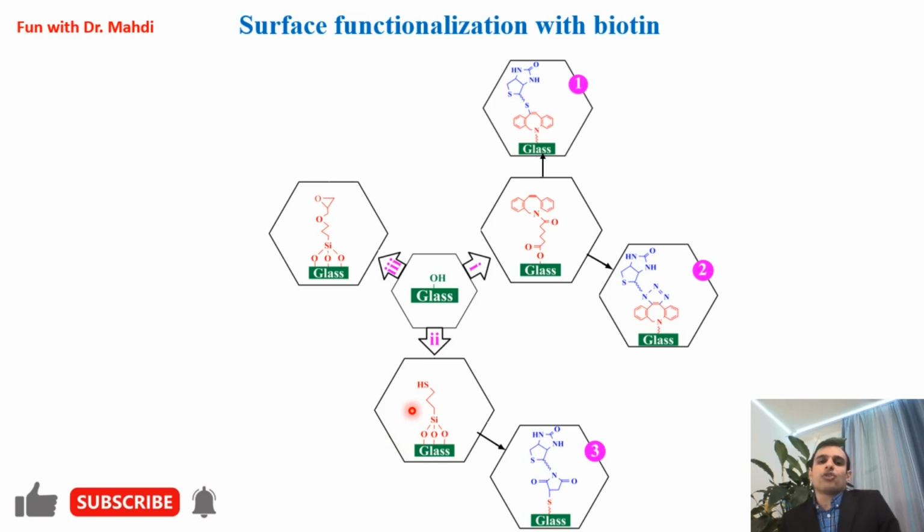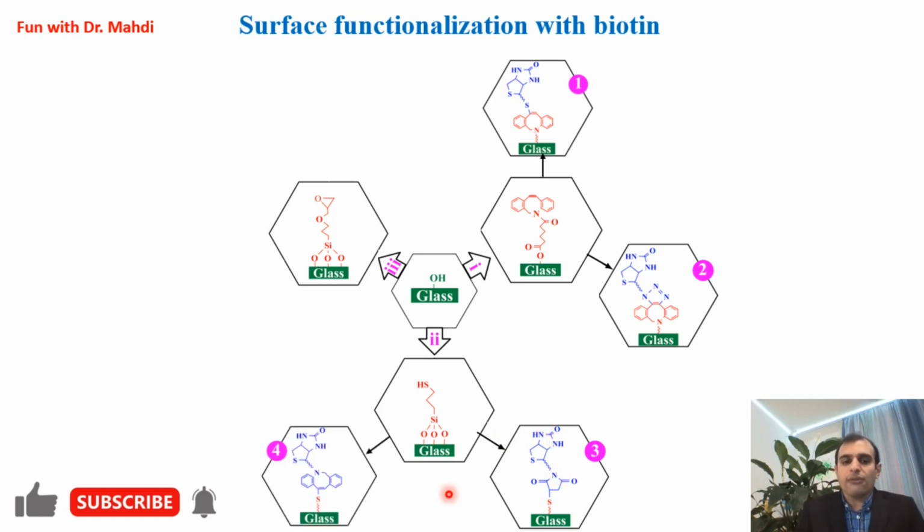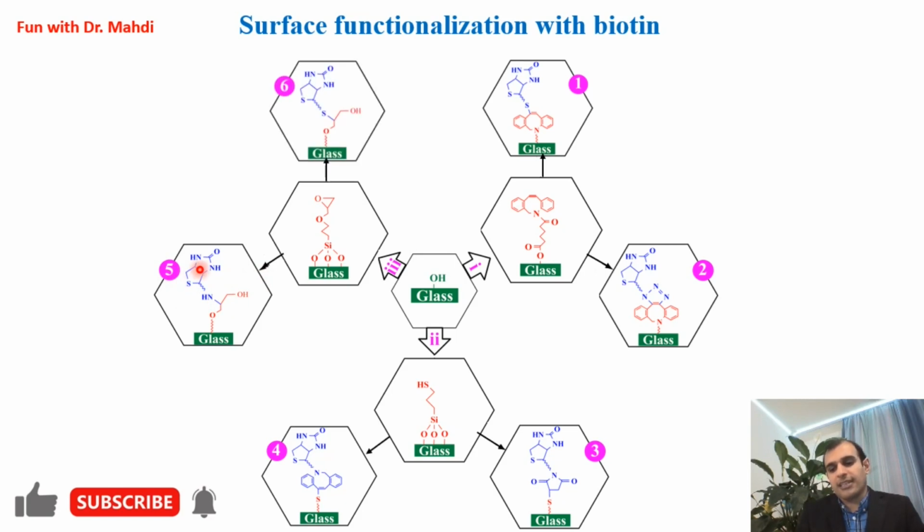When we have thiol on the surface, we can use biotin maleimide, and after click reaction, cover the surface with biotin. Or no, for example, we can use biotin DBCO. Biotin DBCO means biotin has been connected to cyclooctyne, and after click reaction, we will have biotin on the surface. When we have epoxy on the surface, again, we can use ring opening or click reaction. I mean, we can use biotin amine. In this case, we will have biotin on the surface. Or no, we can use biotin with thiol group. Again, in this case, we have biotin on the surface.